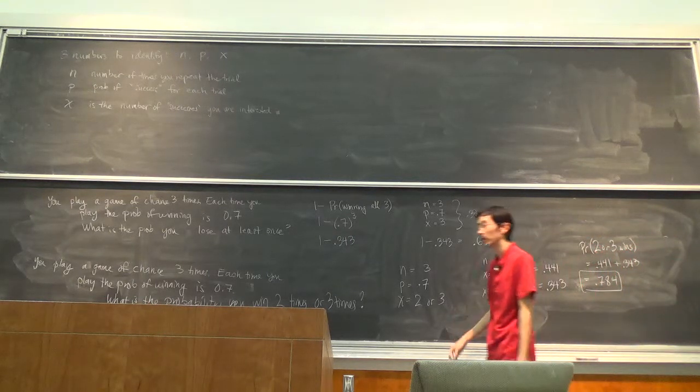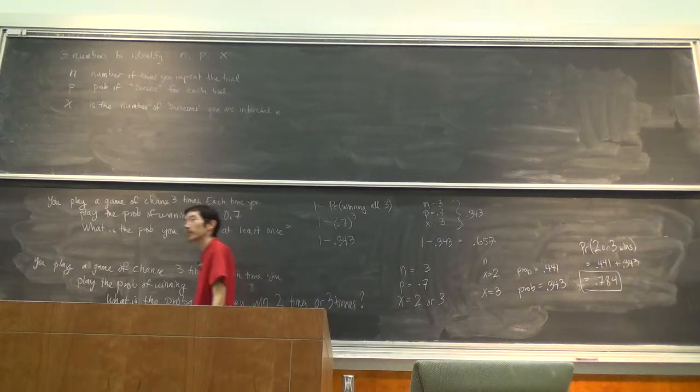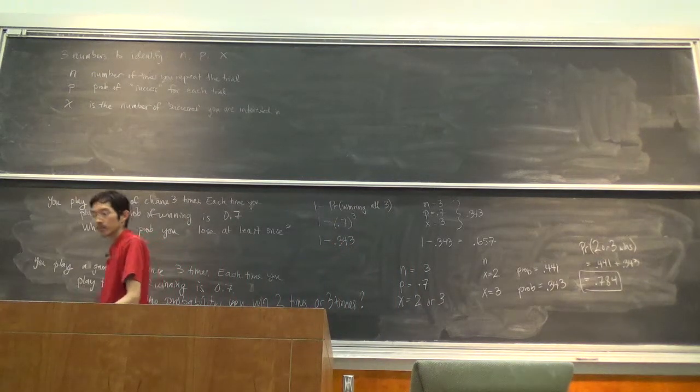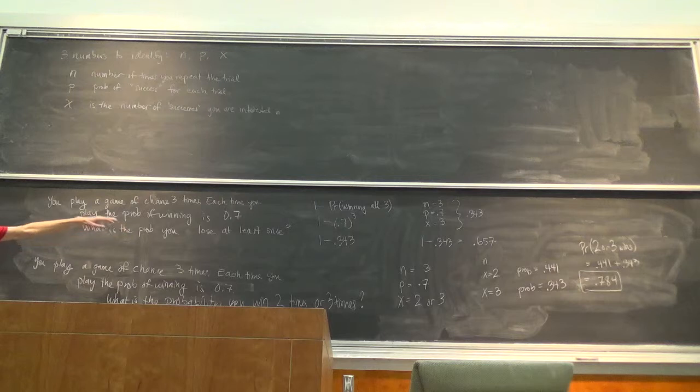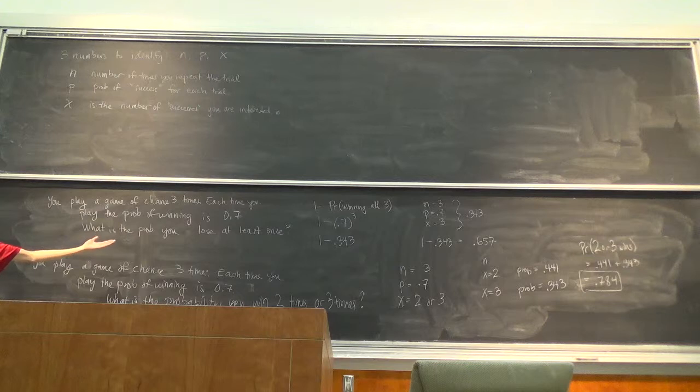We have a question. So the n for the x equals 3 is the same as the first one? Yes, the n and the p are the same for both of these because we're repeating the same trial 3 times every time we play. Probability is 0.7. And it's just the x's that are different.